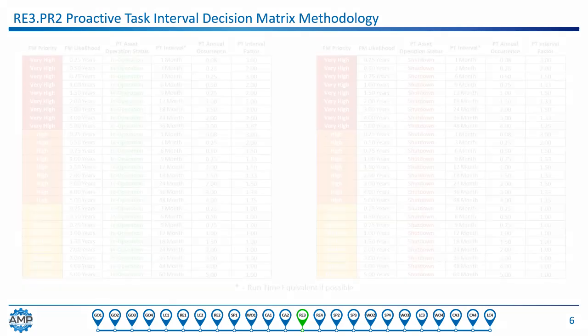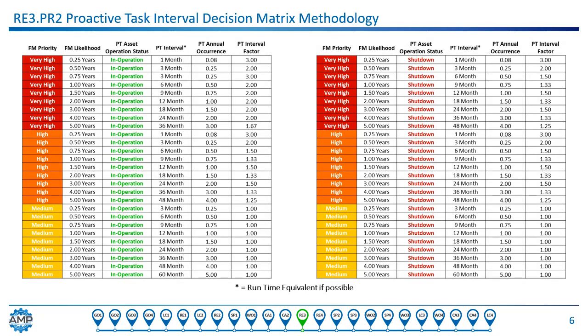Here is an example decision matrix with these inputs applied. The list on the left represents tasks that can be performed when the asset is in operation. The list on the right represents tasks that can be performed when the asset is shut down. Both lists are sorted based on failure mode priority and then by failure mode likelihood. The proactive task interval factor values for both the lists are higher at the top and then slowly transition down to lower values at the bottom. This means that failure modes with higher priority and more frequent occurrence have the highest task intervals.